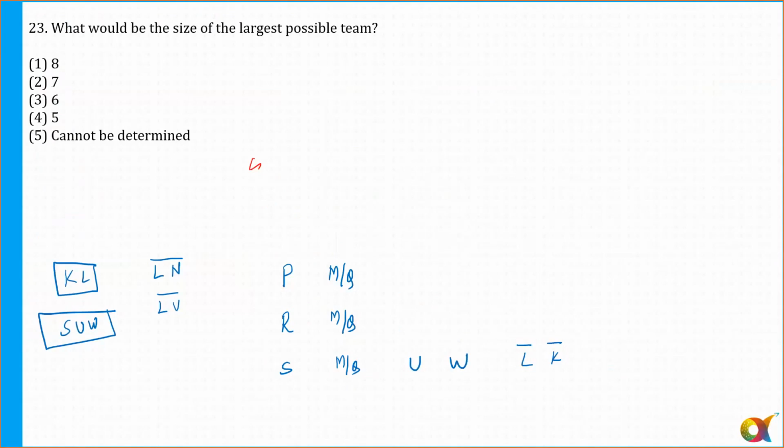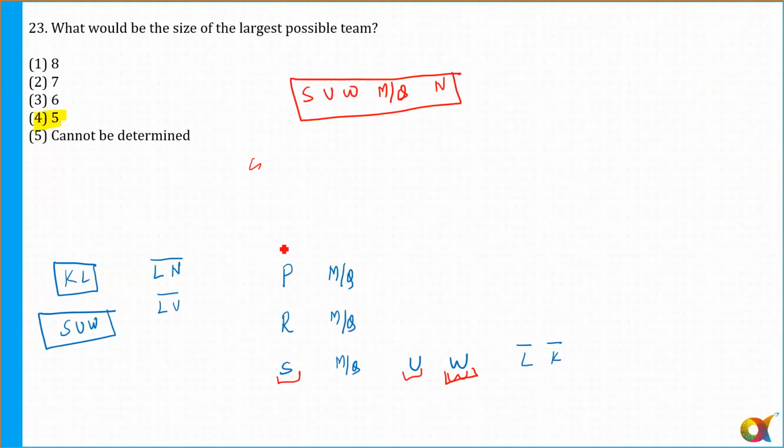I think the answer for this question was option number 4, 5. Now, if you remember here, I can take S, I can take U, I can take W. Yes or no? So it can be S, U and W. Among M and Q, there can be one person. And in addition to that, I can take N also. So I think these 5 people can be together. So that's why the answer is option number 4, which is 5. So in the third case, the maximum it can be is 5. Are you getting your answers more than 5?